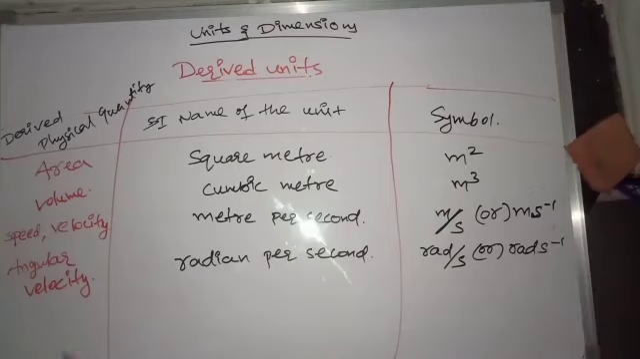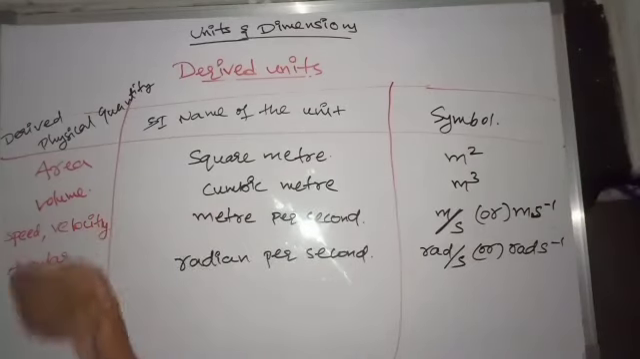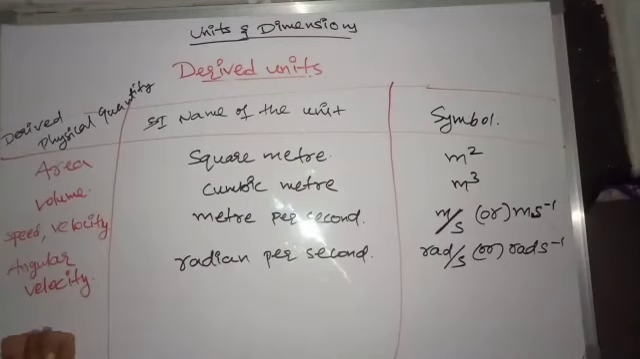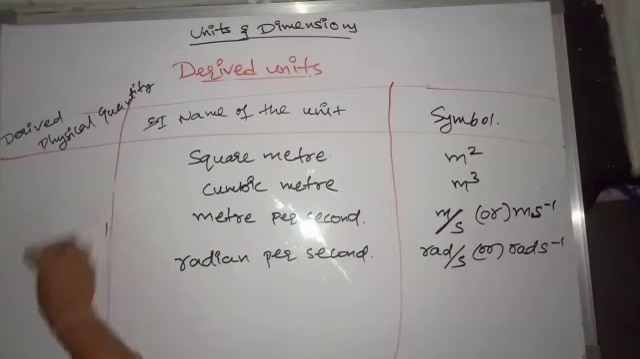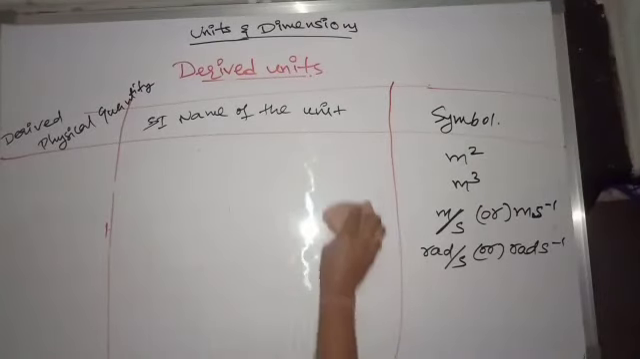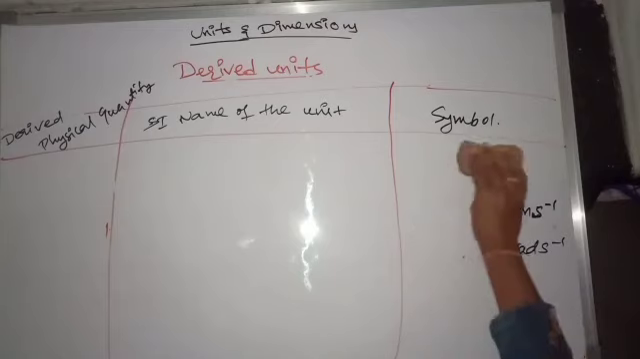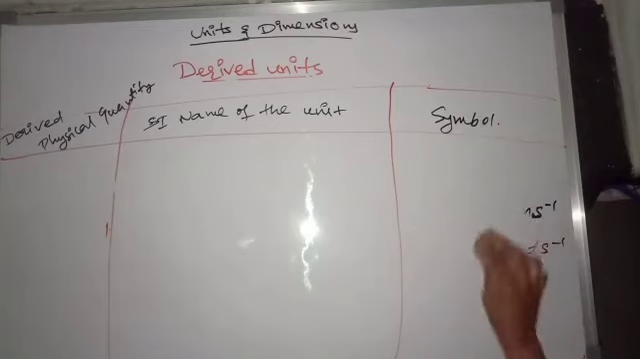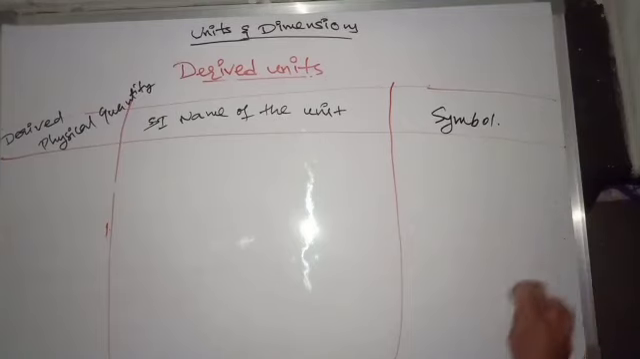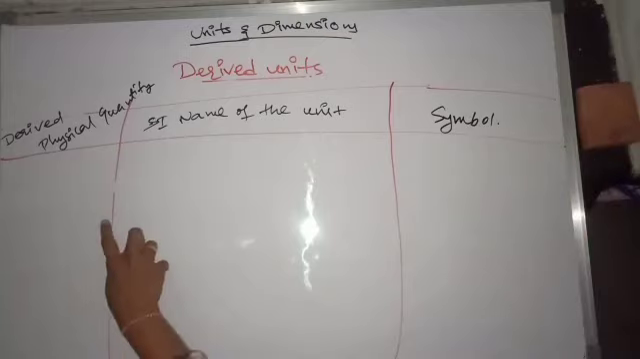And next one is wave number. Shall I erase this? I will erase this. You just copy by pausing the video. We know that we have 7 fundamental physical quantities. Including those 7 fundamental physical quantities, we have 2 more physical quantities. I will explain about them at the end of this video.